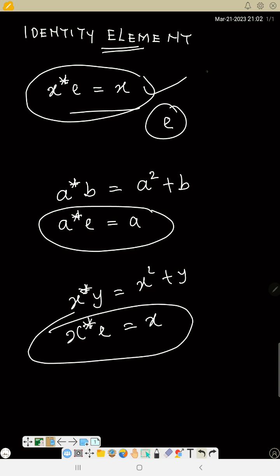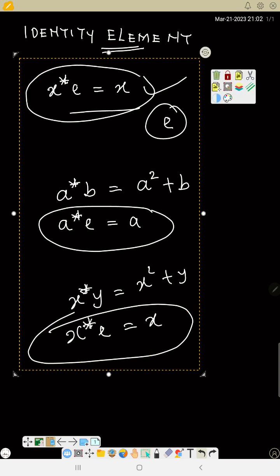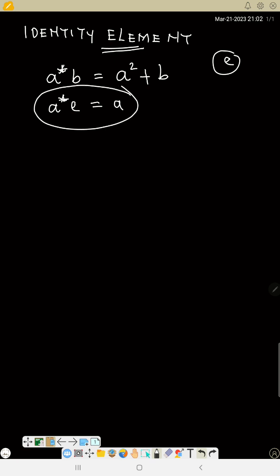So now let me solve the question completely. Let's say we have a binary operation like this: A asterisk B is equal to A square plus B. Find the identity element here. First, you will represent the identity element as E. Now you will have A asterisk E will be equal to A. So this will be the definition for the identity element.